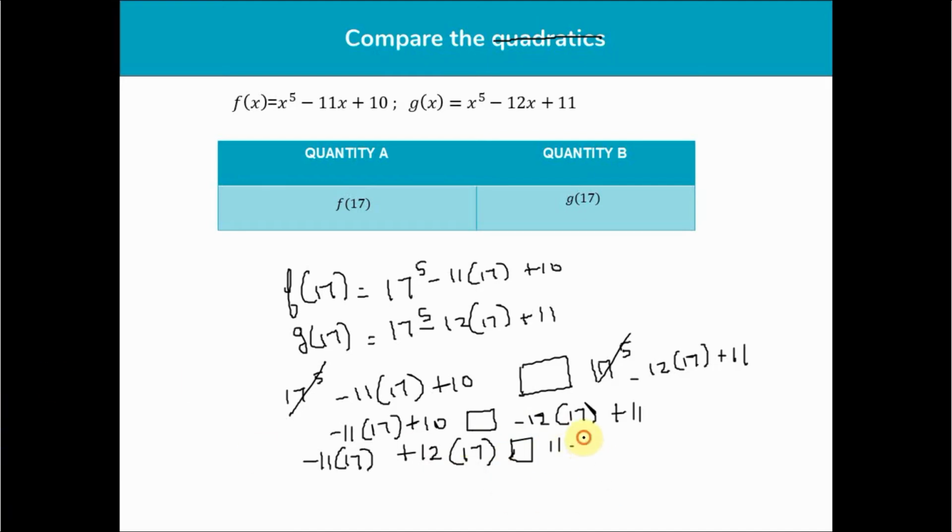I still do not know if there is an equal to sign or an inequality here. Now what is this? This is just 17. Can you see that? Take your 17 outside common. You are left with 12 minus 11 inside, which is 1. So this side is just 17 and the right side is just 1. So this is greater. So go back, retrace the step. This will be greater, which means f of 17 is greater than g of 17.